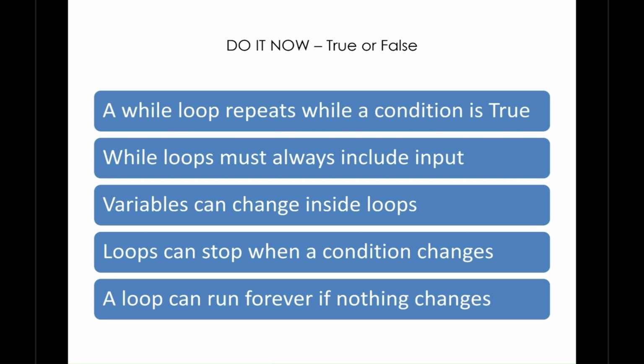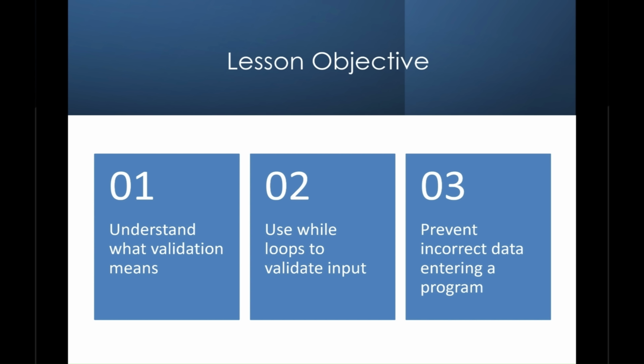So let's take a look at the objectives today. By the end of this lesson, you should be able to understand what validation means, use while loops to validate input, and prevent incorrect data entering a program.